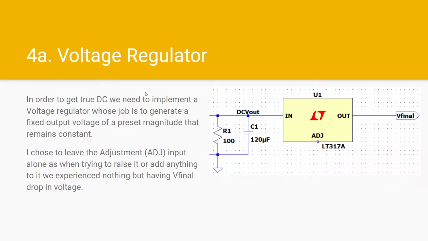The final stop for our voltage is to be run through the voltage regulator. In order to get true DC, we need to implement a voltage regulator whose job is to generate a fixed output voltage of a preset magnitude that remains constant. I chose to leave the adjustment feature on this alone, because anytime I tried to raise it or to add any sort of resistance to try to stimulate a change in our final voltage, it either caused a drop in voltage or no perceivable change.